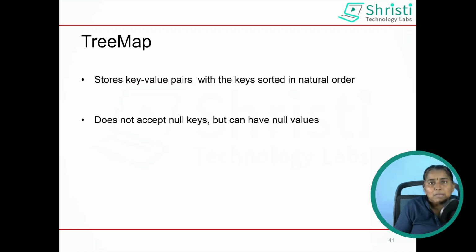Next one is TreeMap. TreeMap is a sorted map. It comes under sorted map interface. It stores the key value pairs in the natural ordering of the keys. That is, the keys will be sorted either in ascending order or in alphabetical order. It does not accept null keys, but it can accept null values. TreeMap is slower compared to HashMap and linked HashMap. Okay. Now let us see the examples for all these.